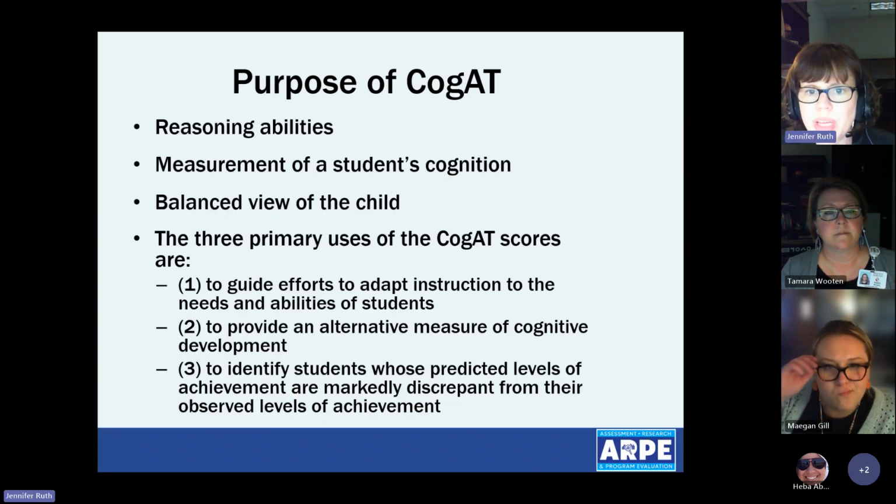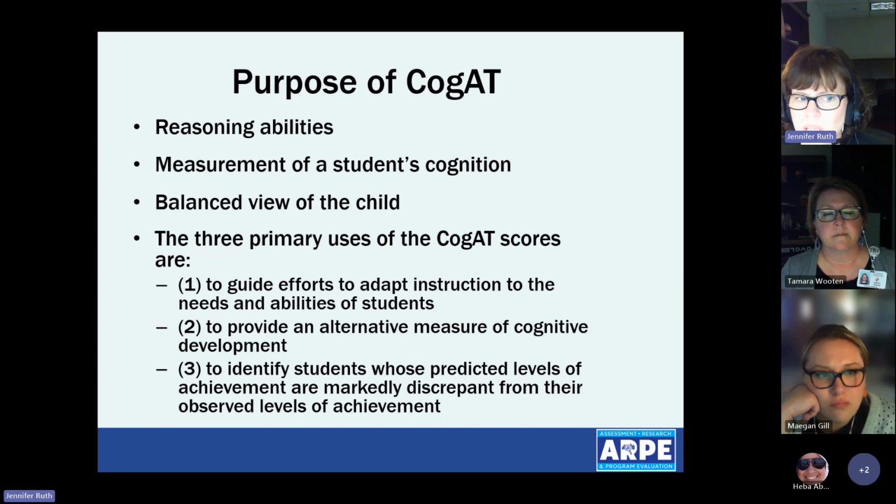So why do we give CogAT in our district? We want to measure a student's cognition, and we use it to make sure that we have a balanced view of students by looking at that nonverbal domain in particular. The nonverbal domain, according to CogAT, is the purest form of cognitive ability because it's absent of any language or prior instruction. So particularly for our English language learners, that nonverbal piece gives us a much better indicator of what their true abilities are.